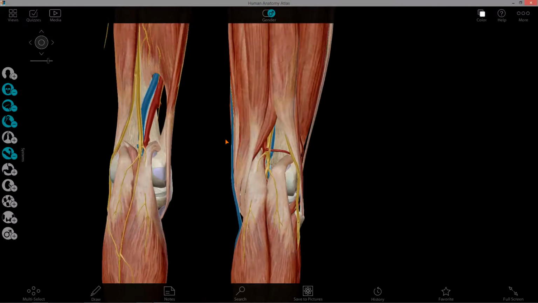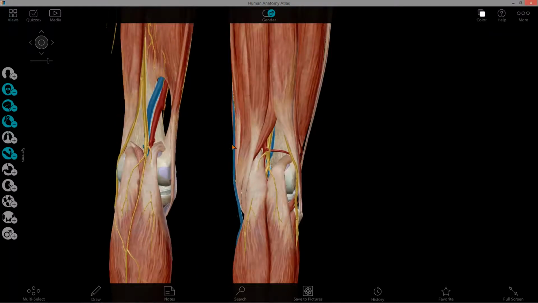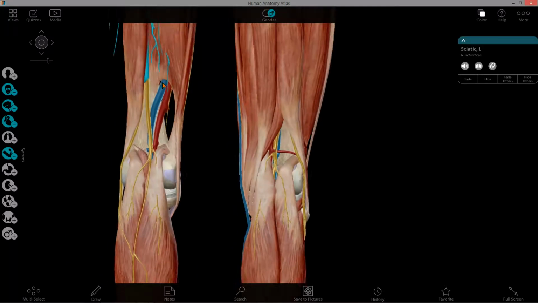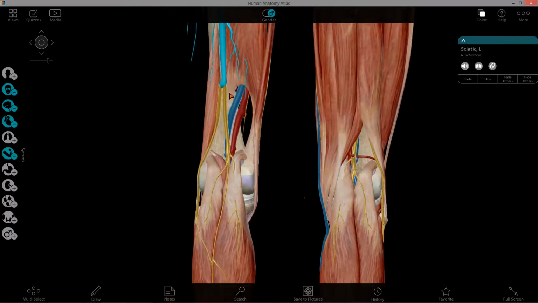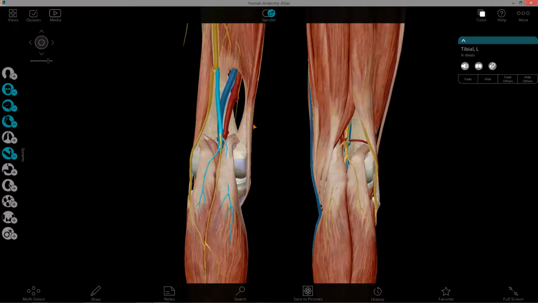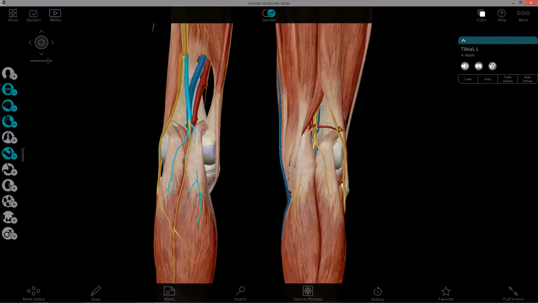So at the superior angle of the popliteal fossa, which I'm going to show you on the left-hand side here, is where we usually see the split in the sciatic nerve, in which case we get the tibial nerve, which lies superficial to the popliteal vessels and bisects the fossa as it travels between the superior and inferior angles of the fossa.